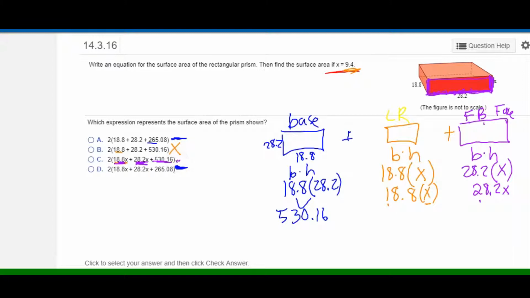Now I only had the area of those once, but since I have two of each one, I have to multiply it by 2. This is just one way to do it, or you could have multiplied it by 2 here, and multiplied it by 2 here. It really doesn't matter. You're still going to get the same answer. So I know that the correct solution to this one is going to be C.